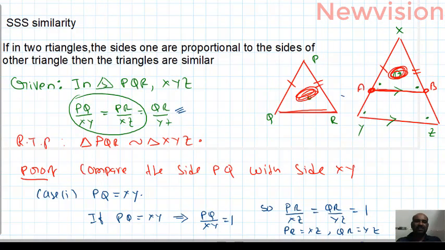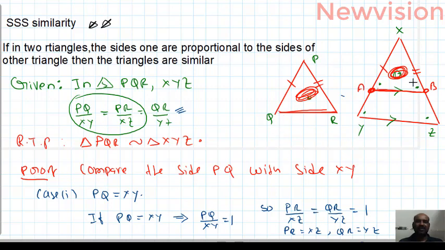Students, this is also an important and difficult similarity. Again, I am saying to you, no need to memorize this theorem. Just observe how I proved it. Given that PQR and XYZ are triangles whose corresponding sides are in proportion, we want to prove that they are similar. First of all, I compared PQ with XY.